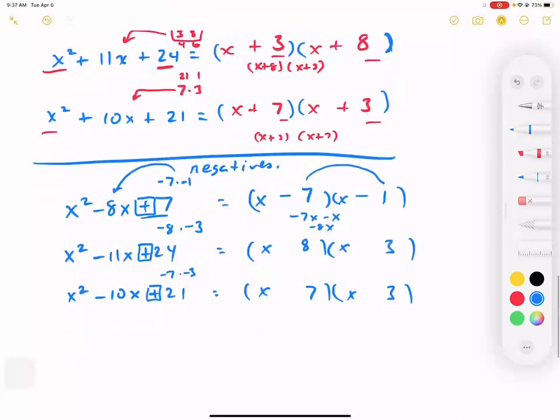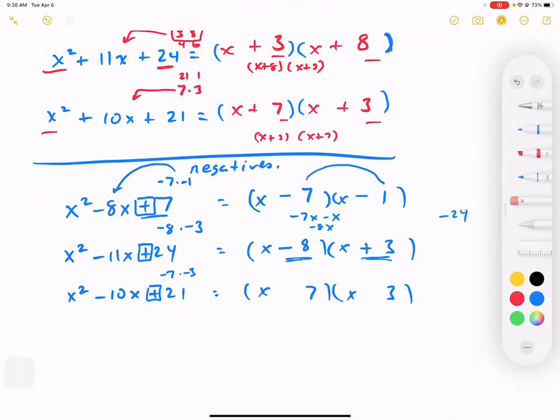Let's look at the 8 and 3. Well, what if I chose one to be negative and one to be positive? Let's see what happens here. What is a negative 8 times a positive 3? Isn't that negative 24? That's not what we want. So either it's going to be both negative or both positive. Folks, how do we get negative 11? They're both going to have to be negative.